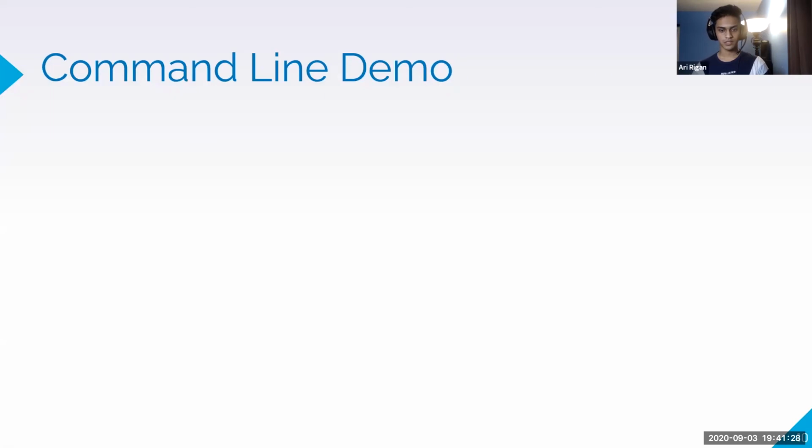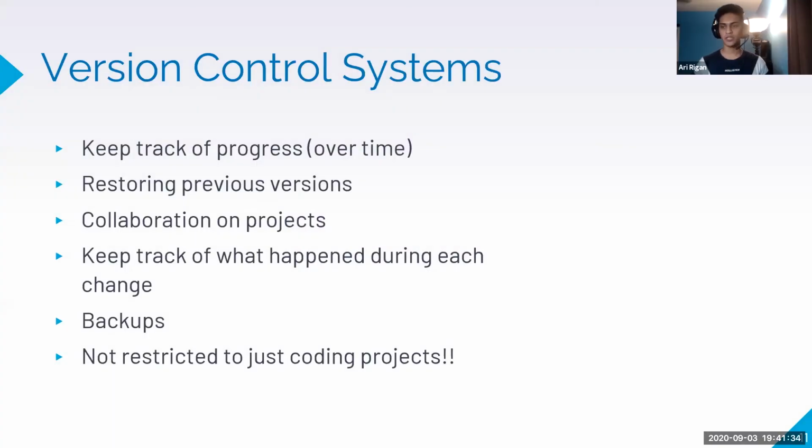So let's see. Version control systems. Why do we use them? First, you want to keep track of progress over time. If you have some kind of project, it's good to not only keep saves of it, but also to know when you did something. And in case something goes wrong, you can restore it to a previous version. Another reason, they're all listed here, I'm just going to go into each and every one of them.